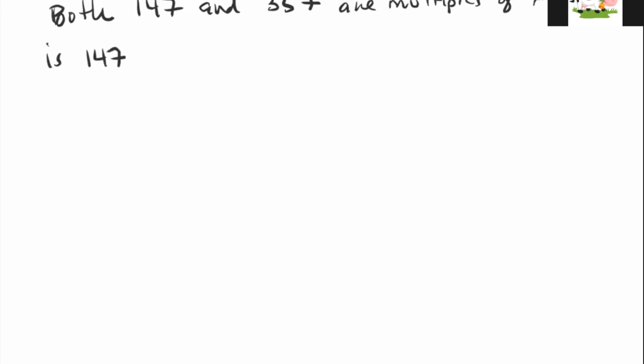So if we have both 147 and 357, I'm going to stop trying to write so fast, are multiples of 7. Both multiples of 7. Is 147 plus 357 a multiple of 7? Is their sum a multiple of 7? Well, we can show whether or not it is by writing them in terms of 7 and their multiple.